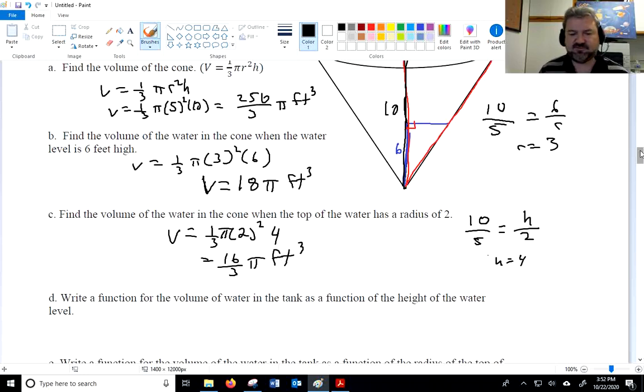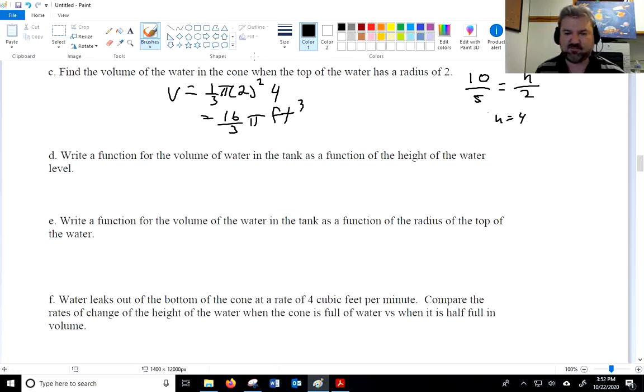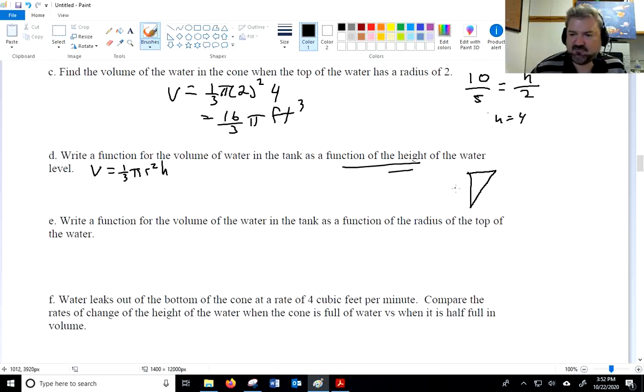All right, well, let's write a function for the volume of water in the tank as a function of the height of the water level. So we already know, and we're given the formula, that the volume is 1/3 pi r squared h. But I want to write it as a function of just the height. Well, it's simple. We just go back to what we had before. We remember that when the height of the cone is 10, the radius is 5.